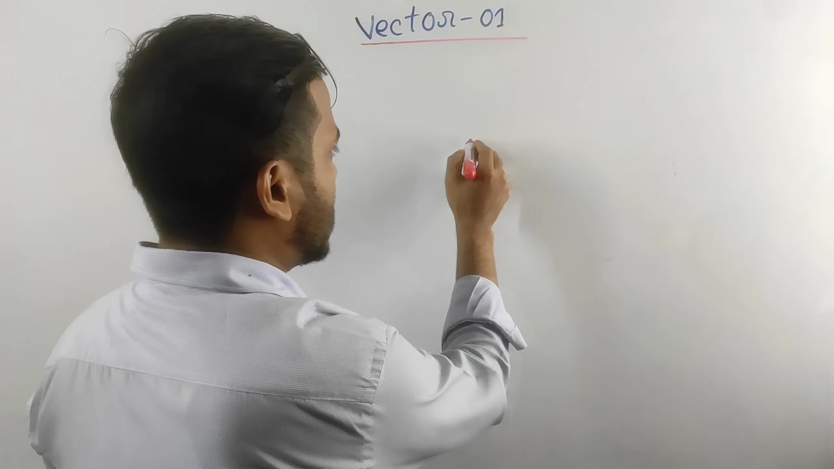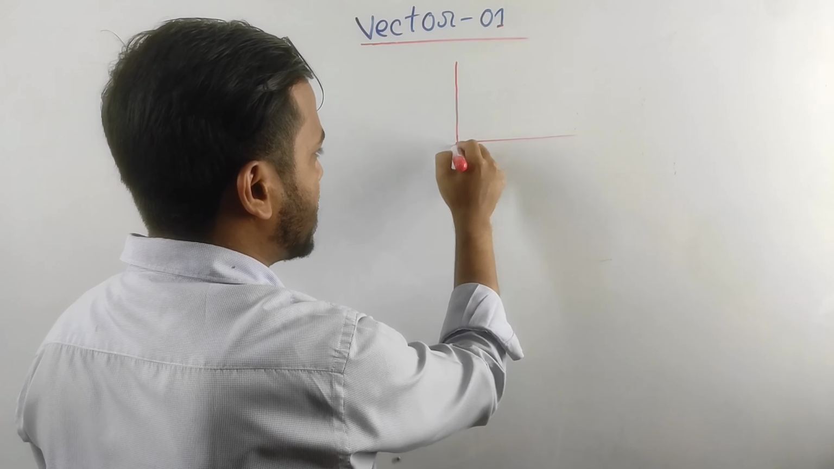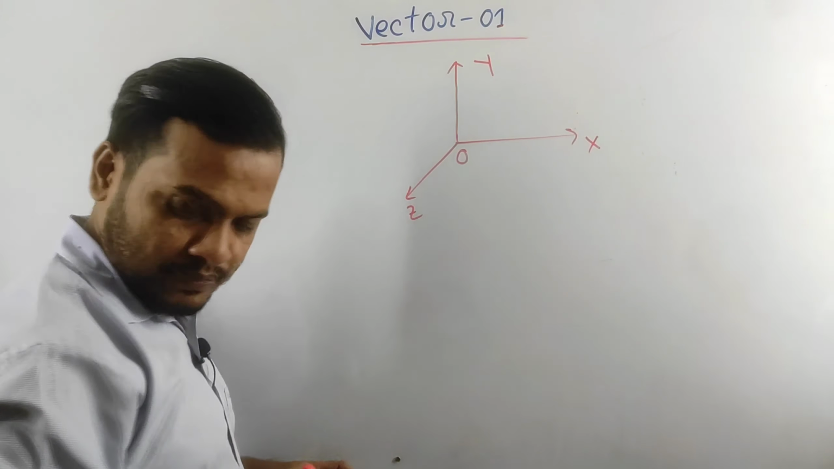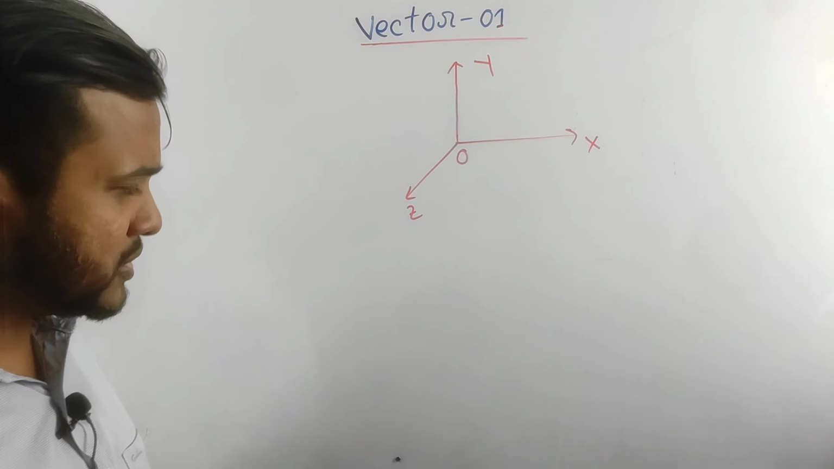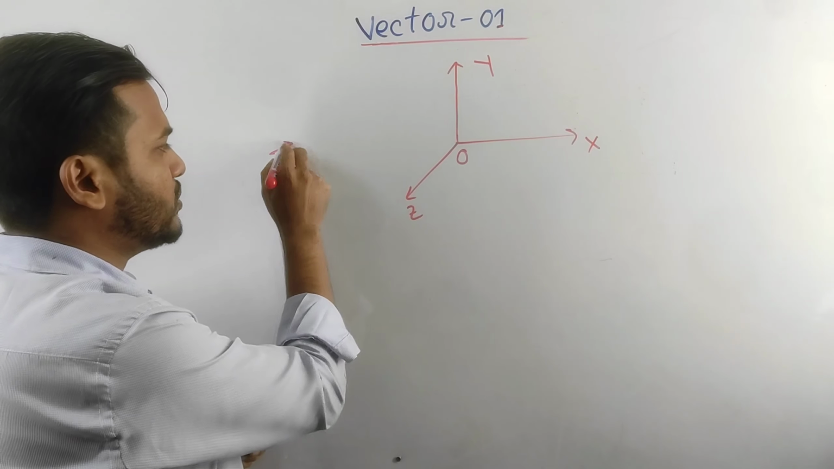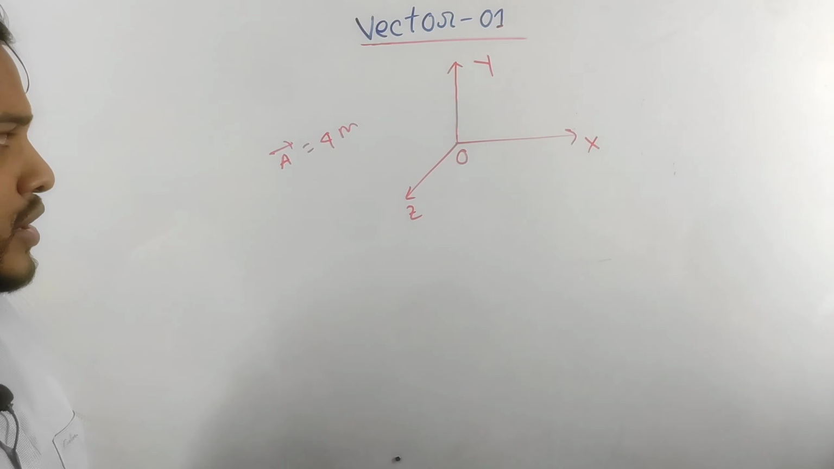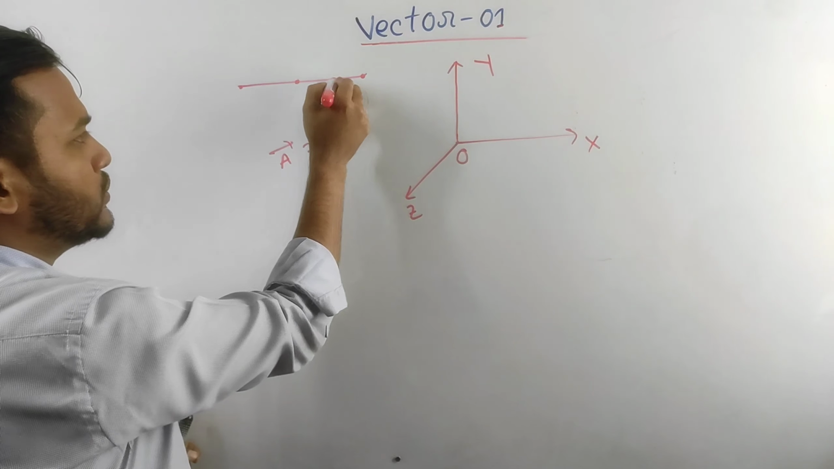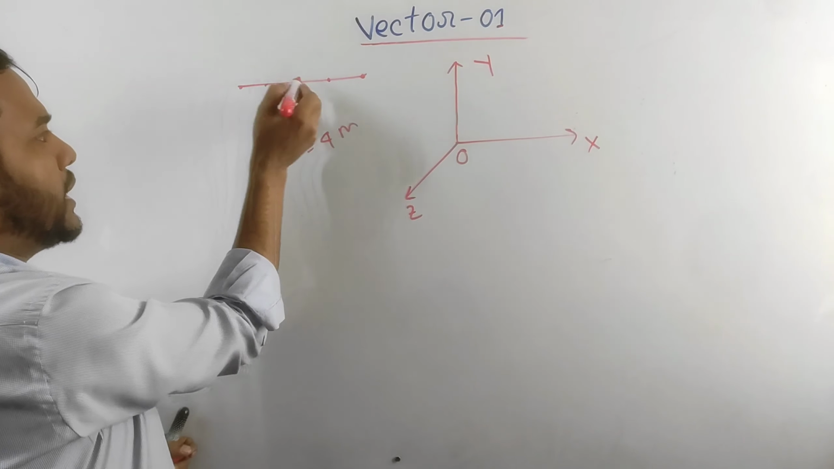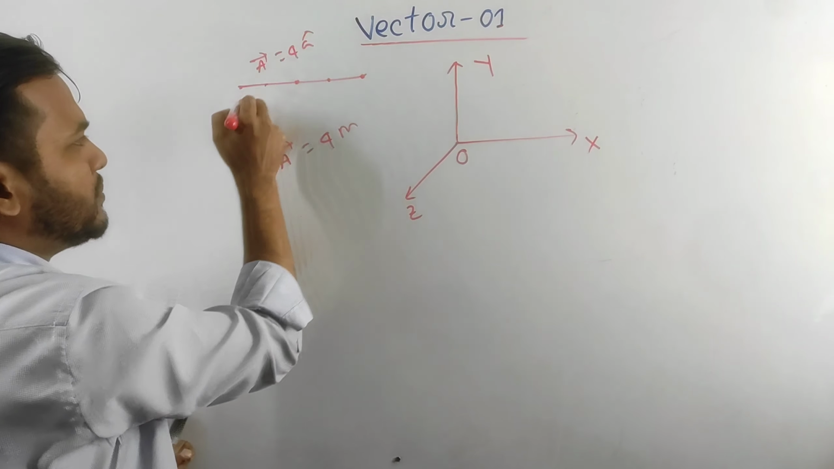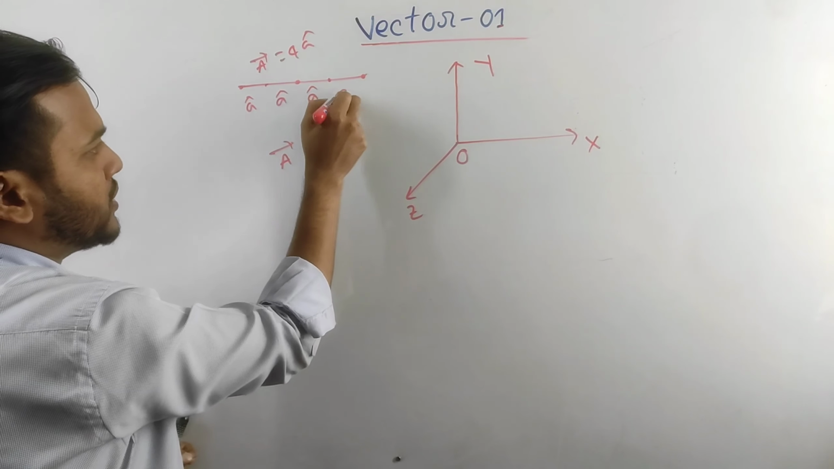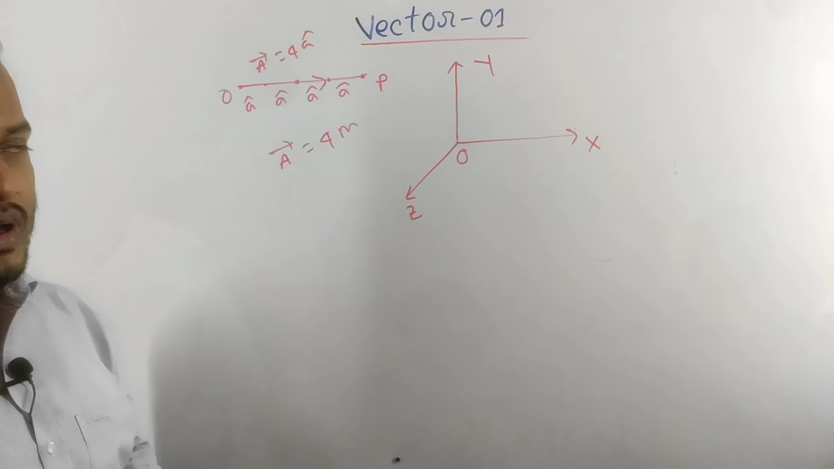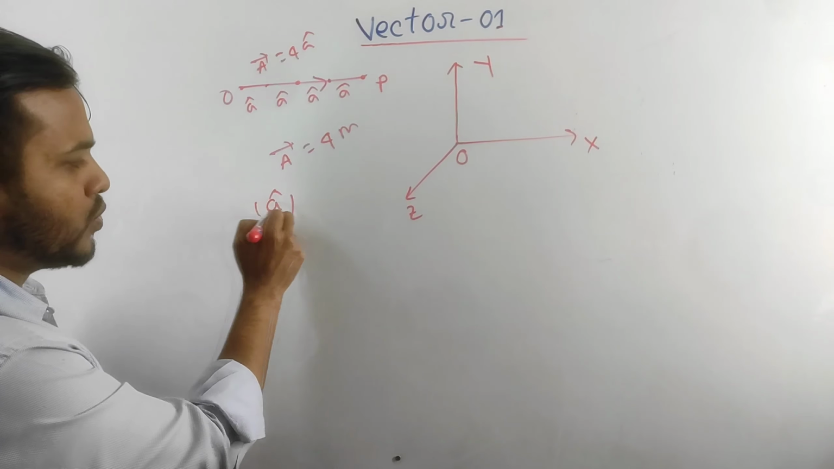Generally we have 3 dimensions: x axis, y axis, and z axis. Suppose your displacement is 4 meter, but in which direction? Again, in our previous pages you used it like this: here a vector is equal to 4 a cap, so every part is 1 unit. From U to P your direction is from U to P and its value is 4 a cap. The magnitude of a cap is equal to 1.